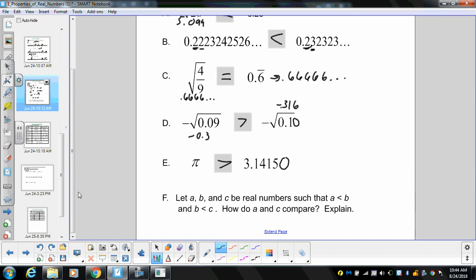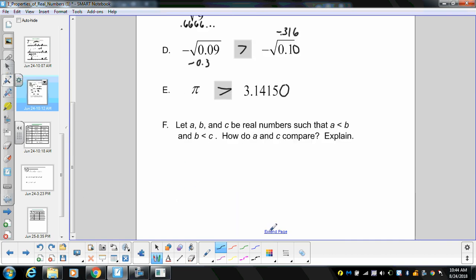All right, here's a little tricky one to see. I've been paying attention this whole time. Let A, B, and C be real numbers such that A is less than B and B is less than C. So remember, real numbers are just numbers that are not imaginary. Right? So that's your decimals, that's your whole numbers, natural numbers, all your rational numbers, and irrational numbers.